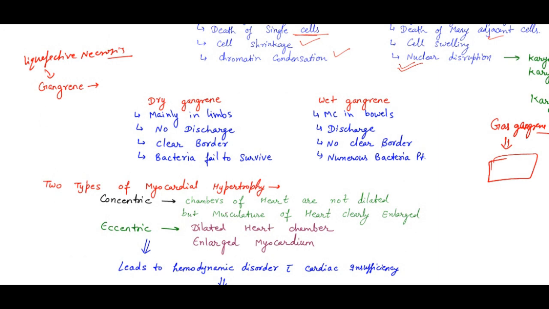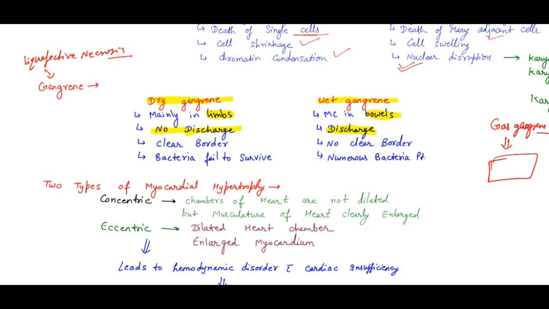So dry gangrene and wet gangrene, remember, wet means there is a wetting, something. Wet means discharge, and dry, sukha, means there is no discharge. Dry gangrene is mainly seen in the limbs, and wet gangrene is most common in the bowels.